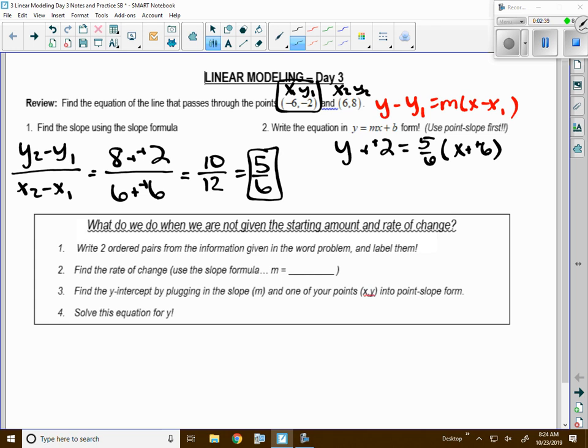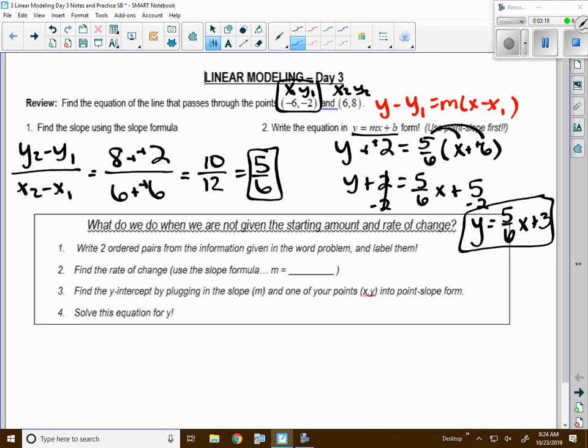Now, it says in the directions, write the equation as y equals mx plus b. How am I going to do that? Simplify. Distribute your 5/6. So we'll get 5/6x plus, and so if you do 5/6 times 6, you should end up with 5. You can do that in your calculator. Okay, and then we'll subtract 2 from both sides. So you should end up with y equals 5/6x plus 3. Okay, so 2 skills here. Finding slope, using point slope form, and rewriting. We're going to utilize those today. Do we have any questions before I move on?